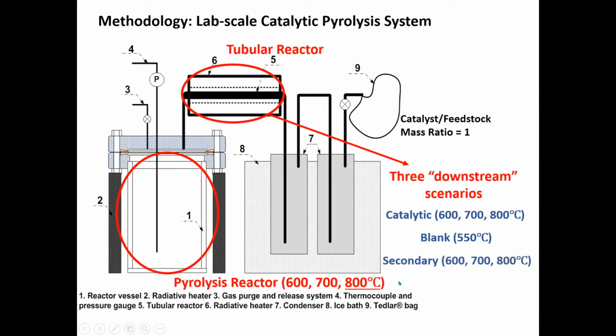And another scenario is called the secondary scenario. In the secondary scenario, we don't have any biochar here. Instead of using biochar, we put silica sand with the same particle size as the biochar. So we just put the inert sand here, but the temperature here is the same as the catalytic temperature. The purpose of the secondary scenario is to test if there is any temperature effect on the decomposition of the bio-oil. So these are the 3 scenarios.